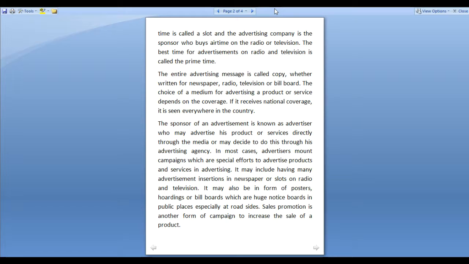Sales promotion is another form of campaign to increase the sale of a product. When we talk of sales promotion or campaign, we are talking of when you go on the roadside, you see people beating the drum, or in the market square they are dancing, creating awareness, using artists, dancers, comedians, and so on and so forth. Those are called sales promotion or campaign.